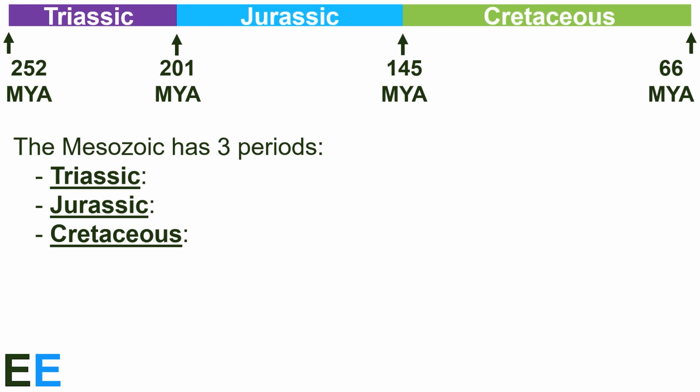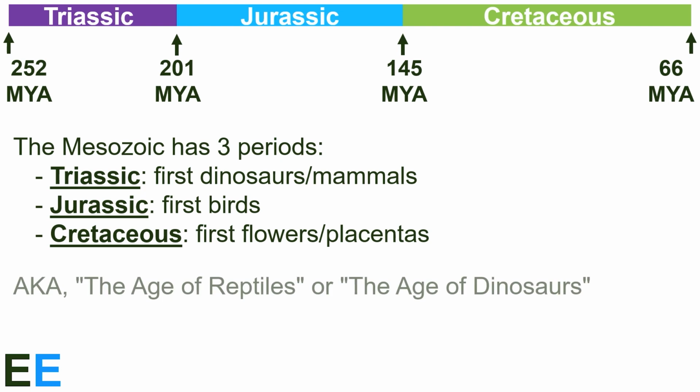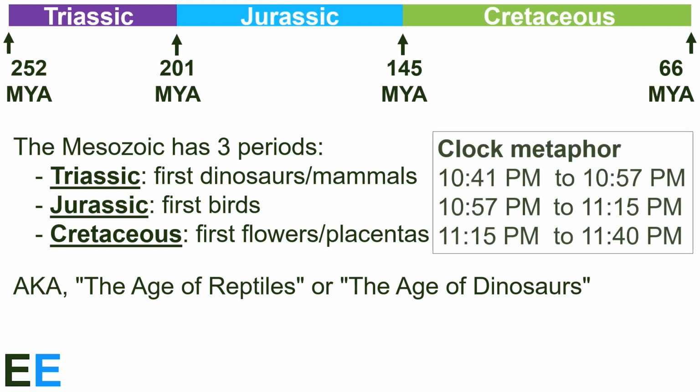Broadly speaking, the major events in these periods are the origin of dinosaurs and mammals, the origin of birds, and the origin of the first flowers and placental mammals. The Mesozoic is often called the Age of Reptiles, or, because dinosaurs are the coolest reptiles ever, the Age of Dinosaurs. Using our clock metaphor, the Triassic begins at 10:41 p.m., the Jurassic begins at 10:57 p.m., and the Cretaceous begins at 11:15 p.m.